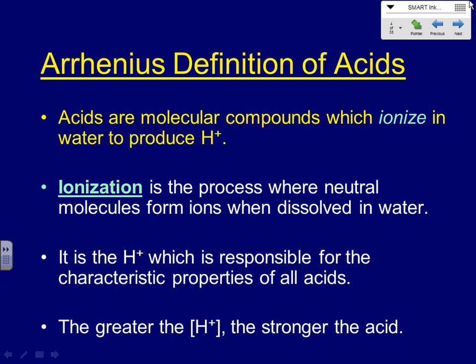So Arrhenius really came up with this idea of ionization and dissociation, that when something hits the water, it can fall apart. He stated that acids are molecular compounds which ionize in water to produce H+. Ionization is the process where a neutral molecule forms ions when dissolved in water. Ionization is slightly different than dissociation.